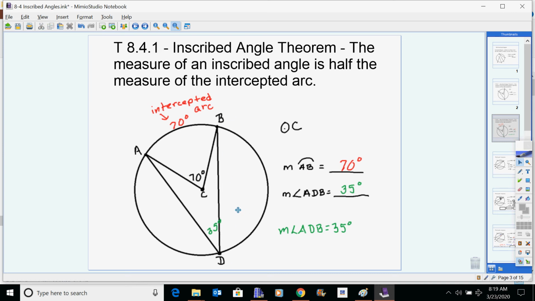And so you're going to be doing quite a few problems, and we'll be talking about quite a few things relating to this idea of the inscribed angle being half of the intercepted arc.